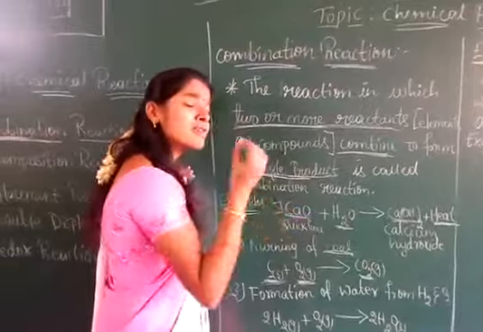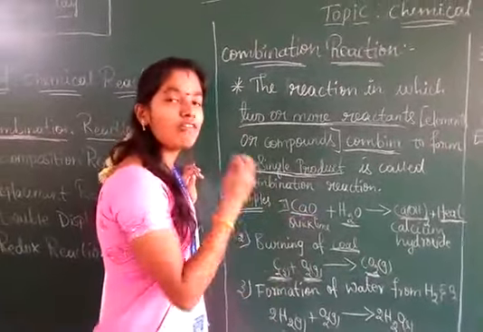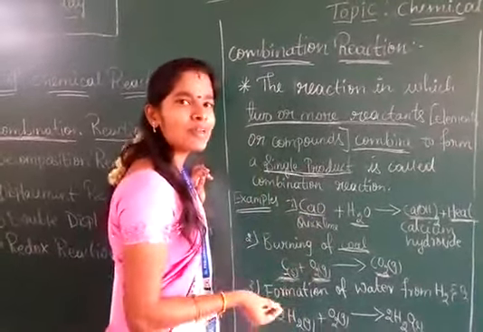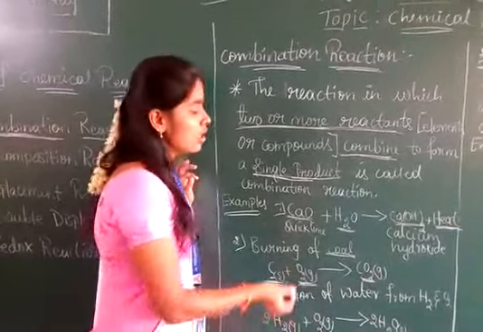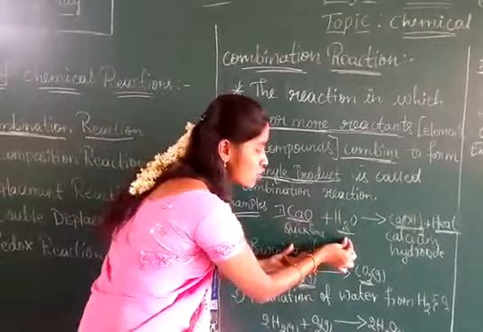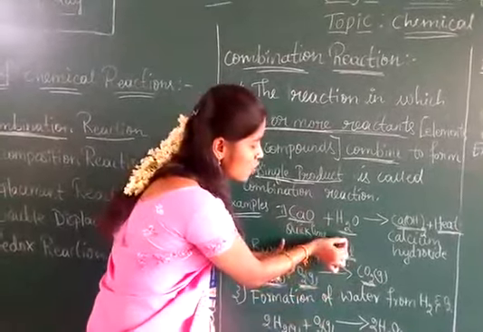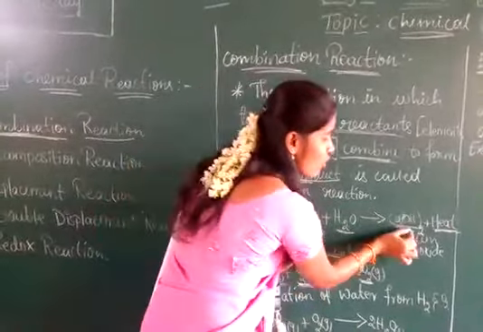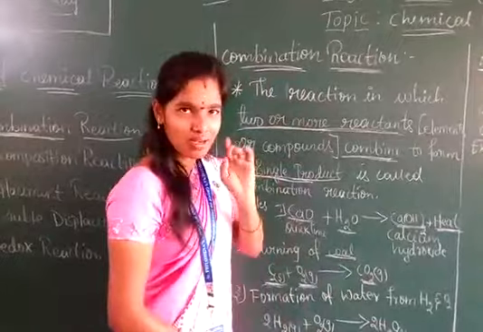Calcium oxide is also called quicklime. If quicklime is asked, you should not get confused, because calcium oxide is quicklime. This equation shows very clearly that 2 different reactants react to form only one single product.